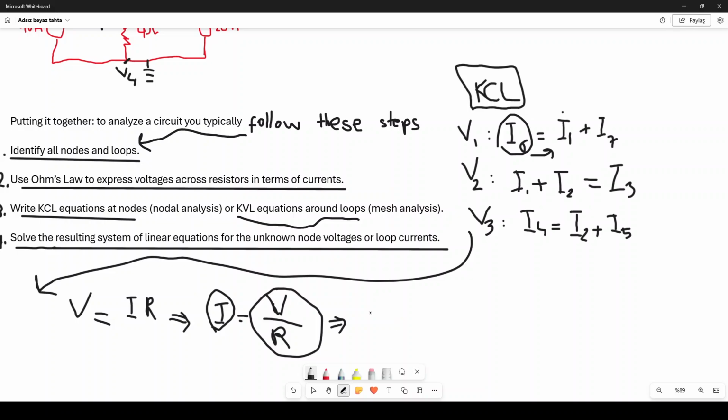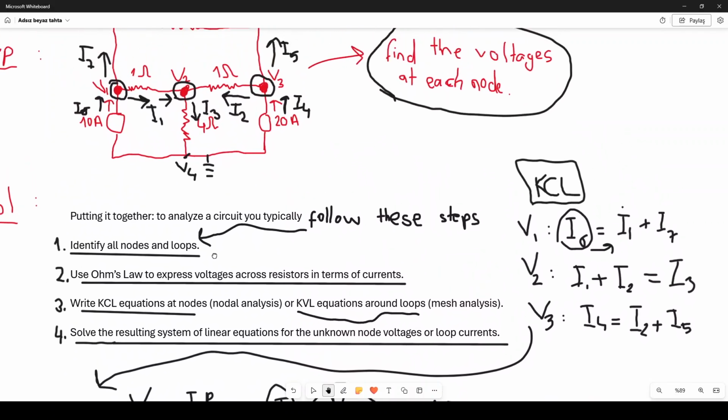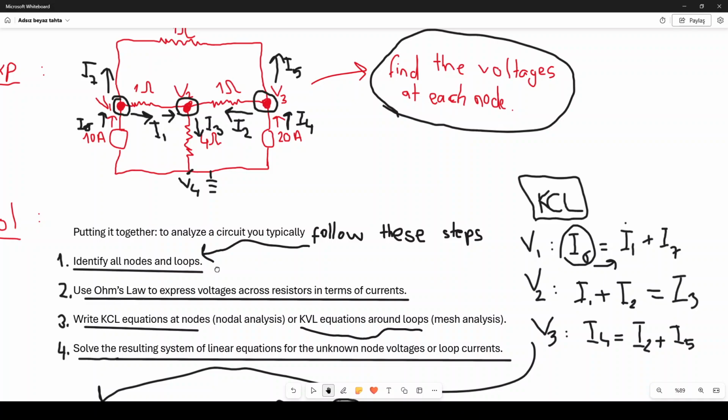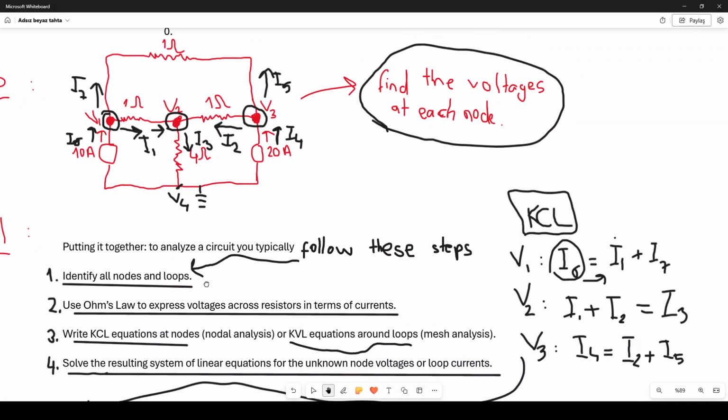So it is simple. I write 10 is equal to, now what? I1 plus I7. But there's actually one problem here, coming out of this situation. I need to find I1. But what is the value of I1? Look at the flow of this current. It starts at node V1 and goes all the way to node V2.